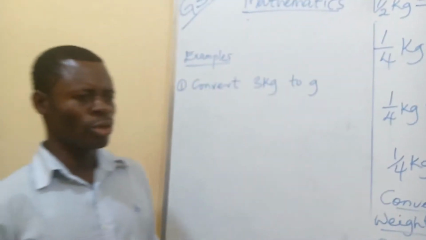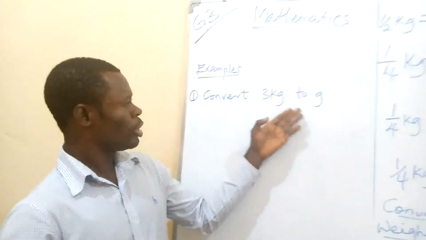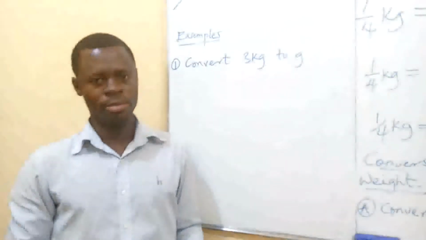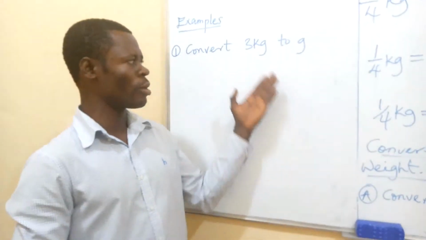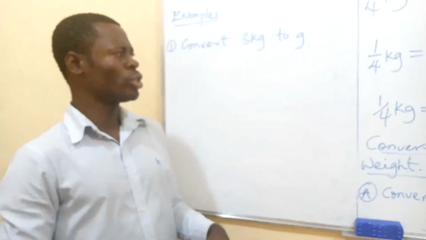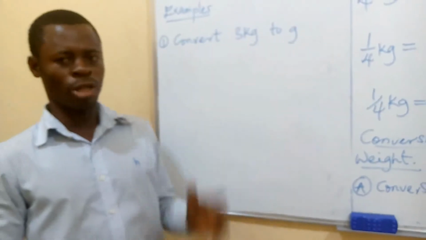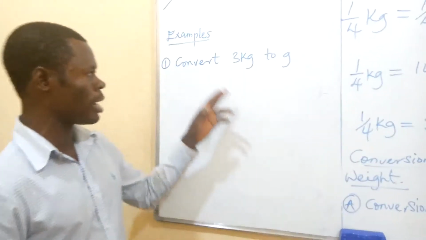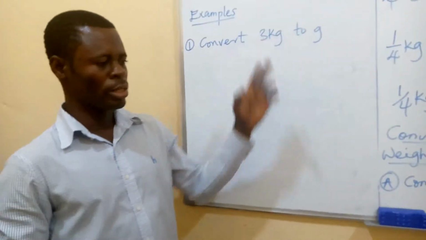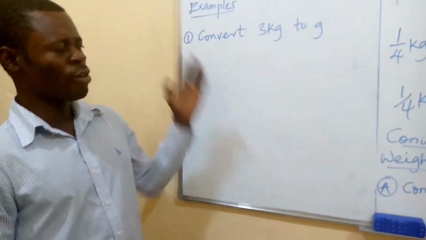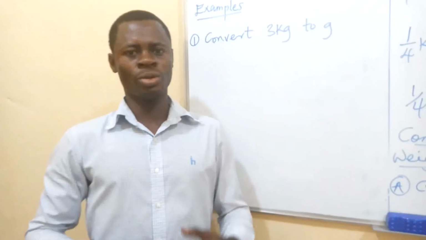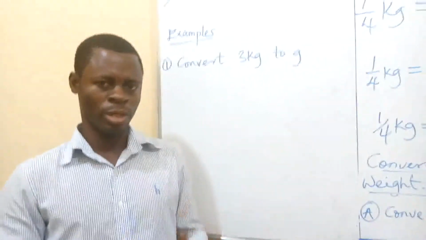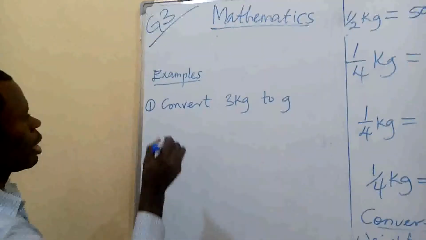Please, I want you to know that kilograms as a unit of weight is greater than grams. So when converting from kilograms to grams, what you are expected to do is to multiply by 1,000, because that's the relationship that exists between kilograms and grams. So whenever converting from a greater unit to a lesser unit, you multiply by what? 1,000. Alright, so now we are going to proceed.